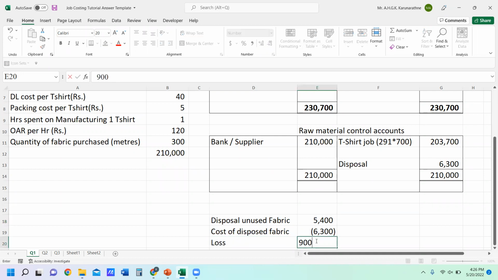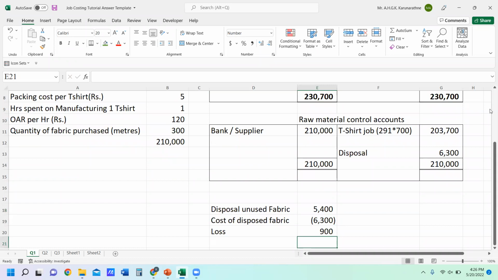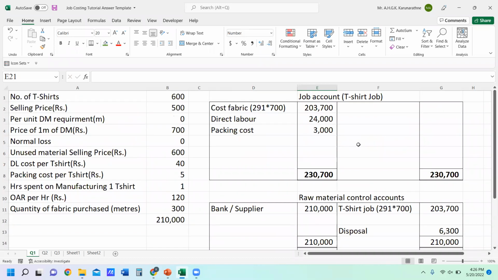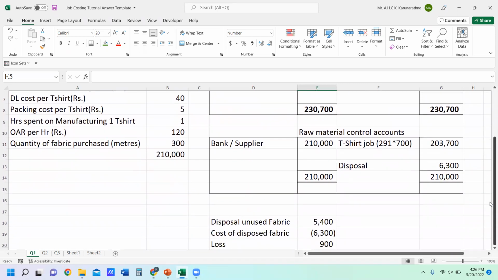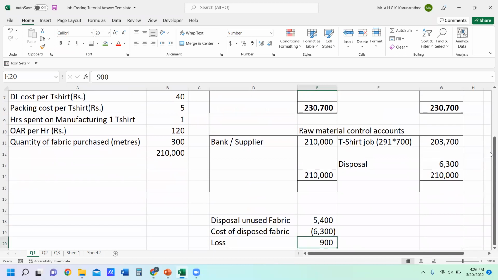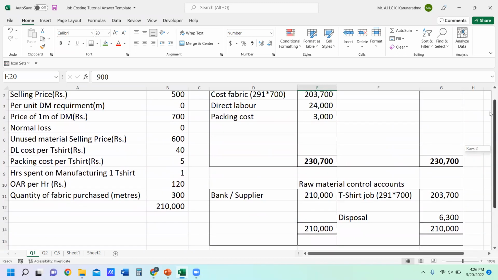It is 900 rupees. This loss cannot be put into the manufacturing account, because it has nothing to do with the manufacturing. But as a company practice, management could add it to the cost. But we cover this loss from the markup profit of the business, we charge this loss to our profit.